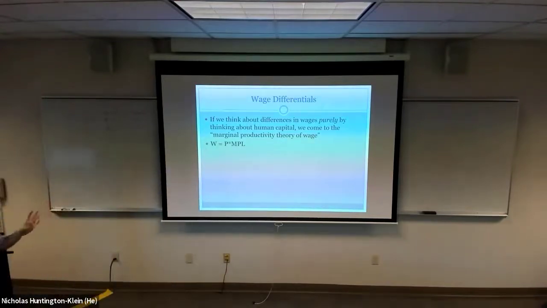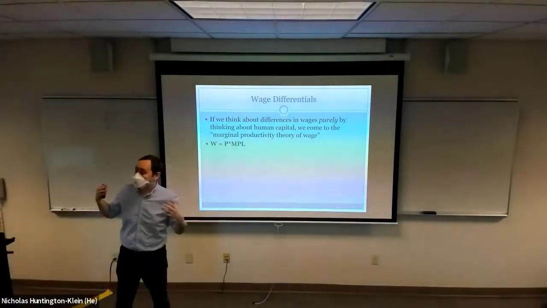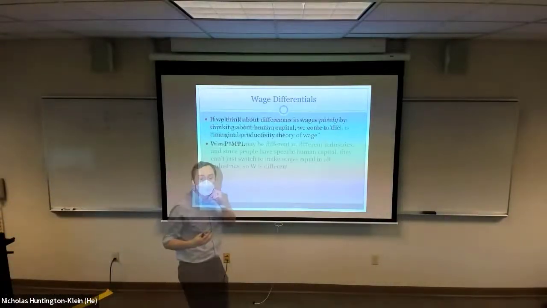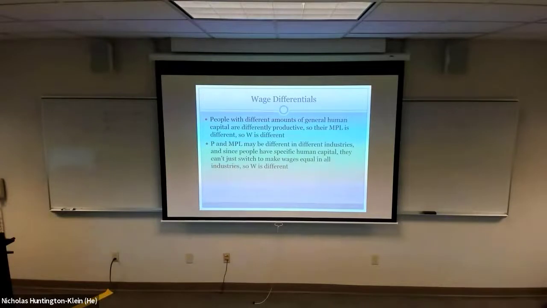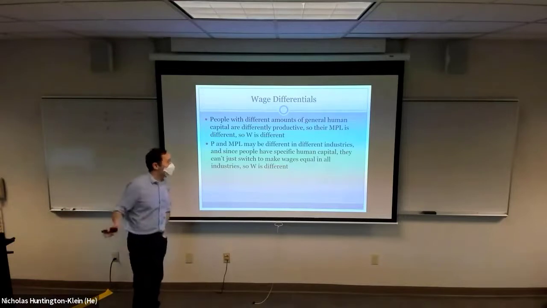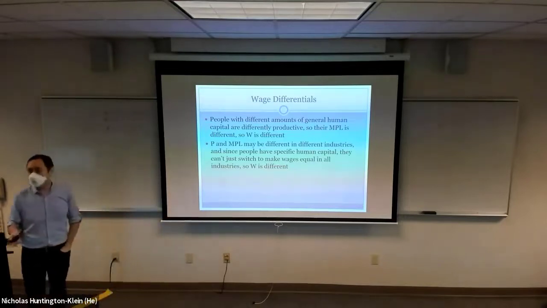This is what's called the marginal productivity theory of wage. Roughly, people get paid at least what the marginal person produces. The entire reason why people get paid different wages, the human capital story, is that they are differently productive for any number of reasons. Could be because they're in different industries, whatever.